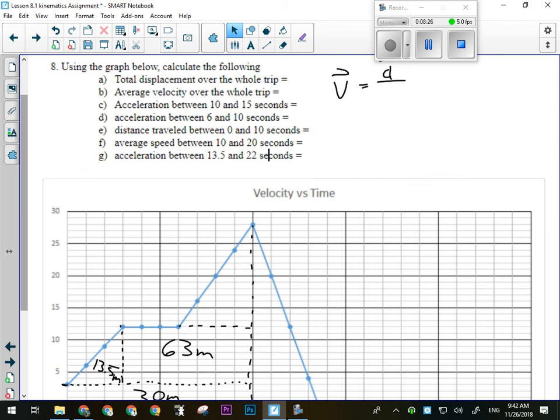How many people are done all the way to G on that one? Okay, I'll give you a few more minutes. There's some more after that, obviously, so you can work on those. But I'm going to go over probably F and G here in a little bit.